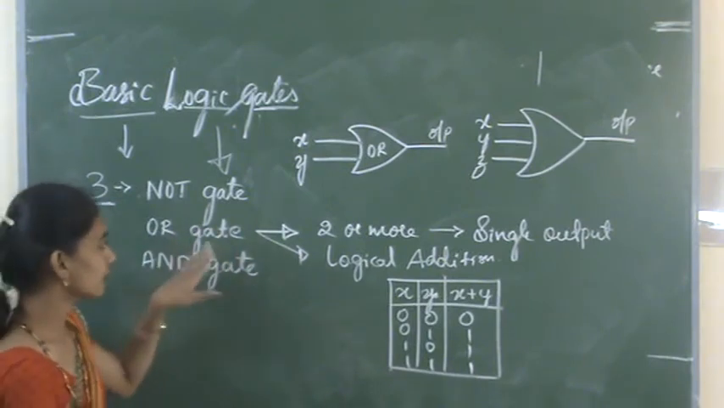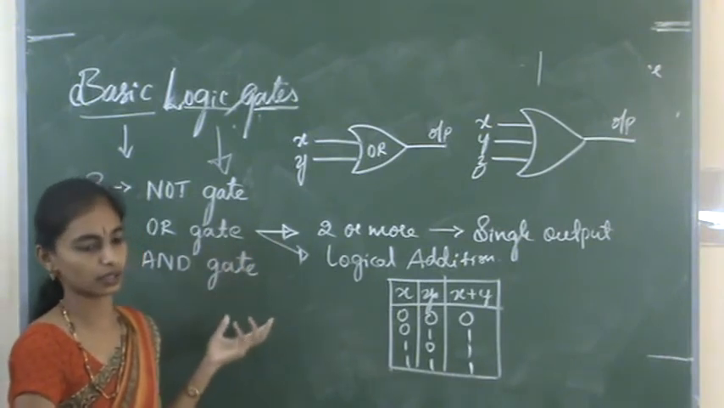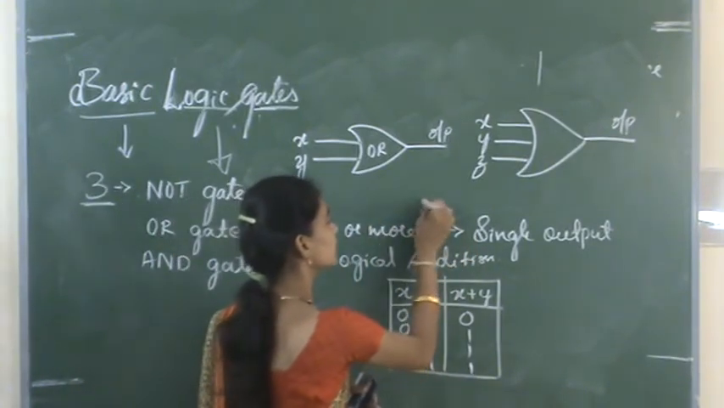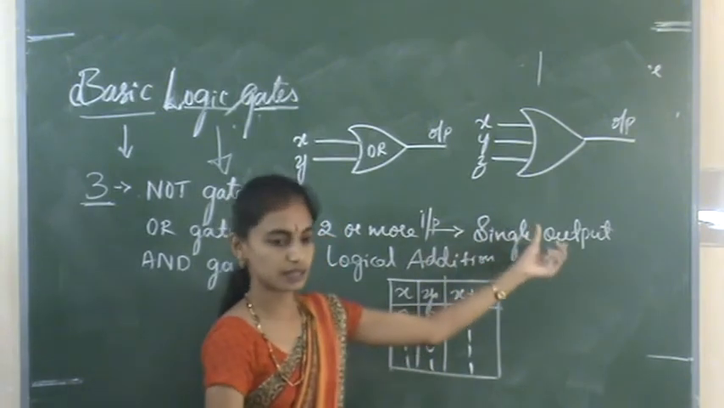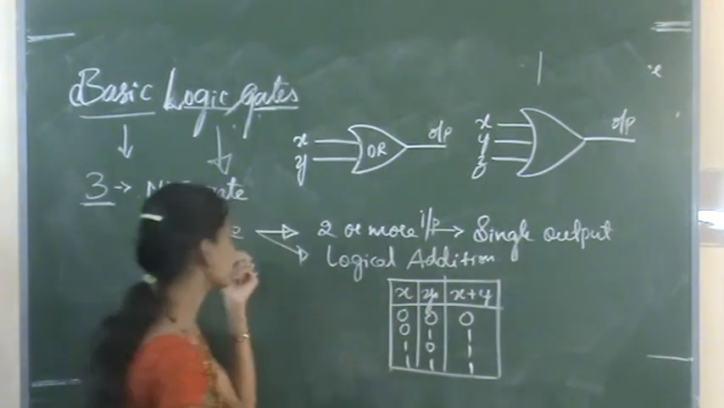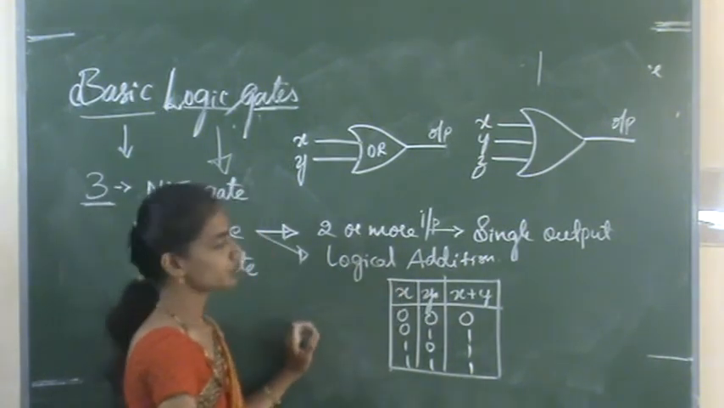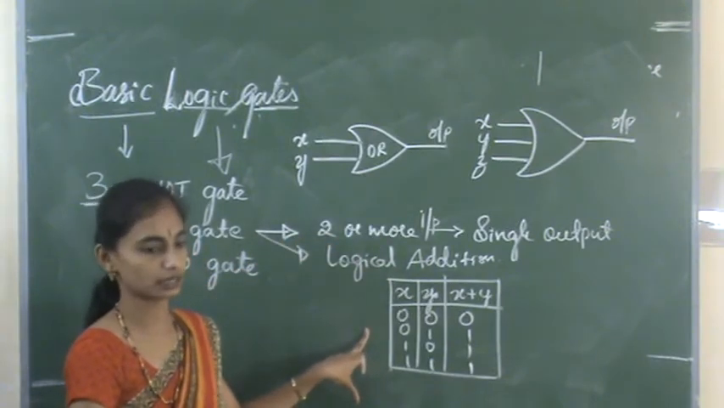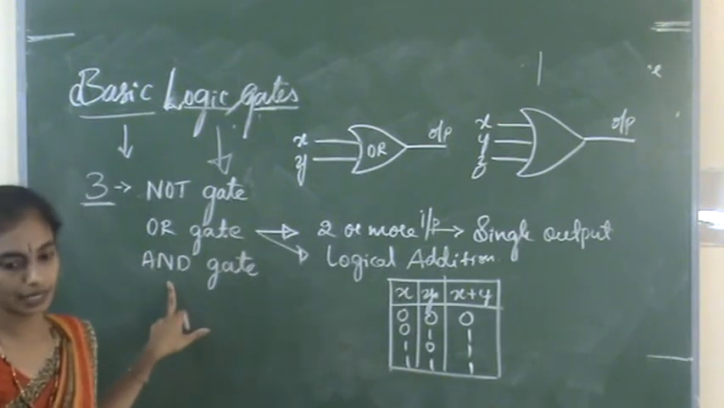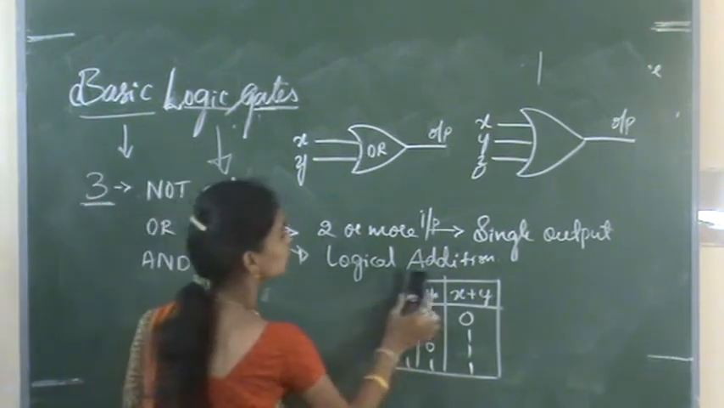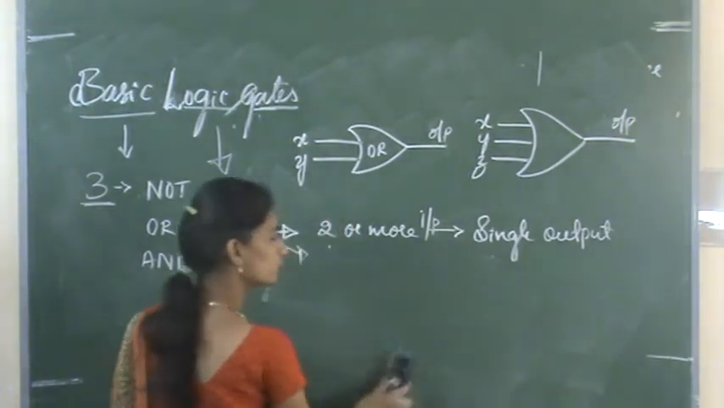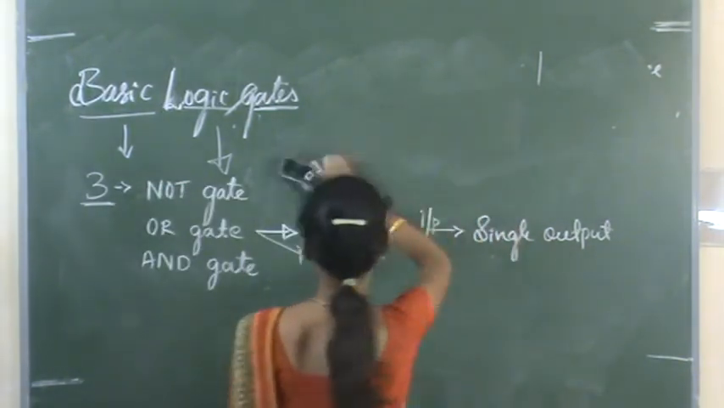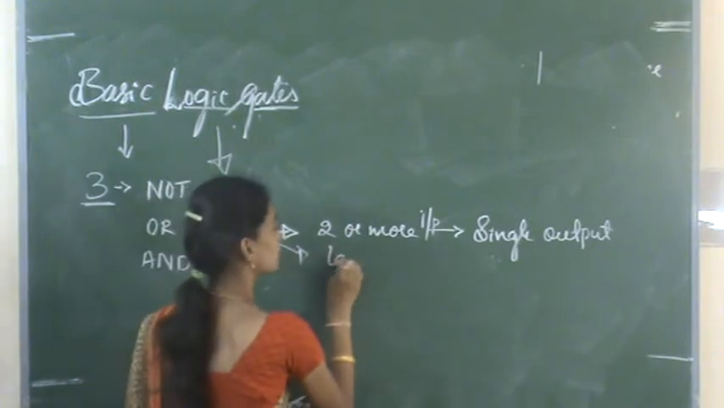The OR gate is also an electronic circuit. It has 2 or more inputs and produces a single output. The OR gate performs logical addition. The symbol for this OR gate is this, and this is the truth table for the OR gate. Next we will go for AND. The AND gate also utilizes 2 or more inputs and produces a single output only. It performs logical multiplication.